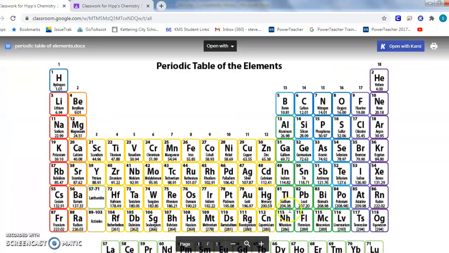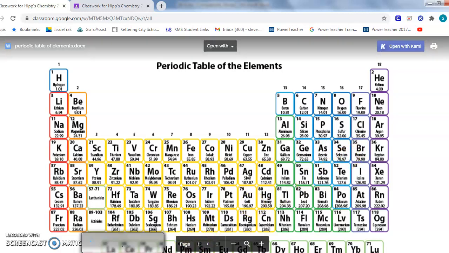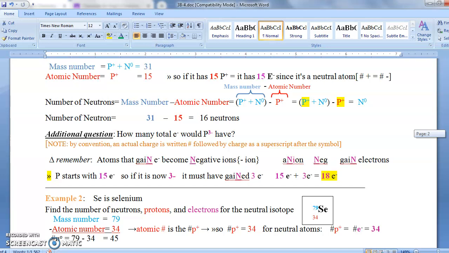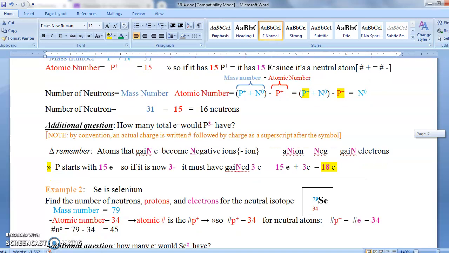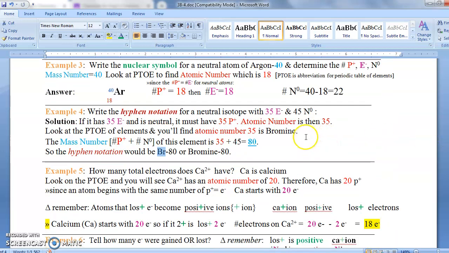So we take a look. What atom here has 35 protons? It's bromine. Bromine has 35 protons. So we now know for our hyphen notation that we're dealing with bromine. So our hyphen notation would have to start off with bromine. We could either write bromine out or we can write Br, then a hyphen. But hyphen notation has the mass number after the hyphen. It does not have the atomic number. The atomic number is on the periodic table, so the hyphen notation doesn't need to tell us the atomic number.